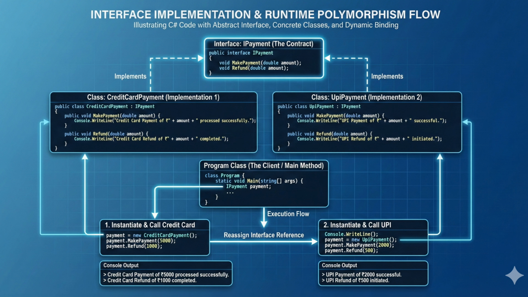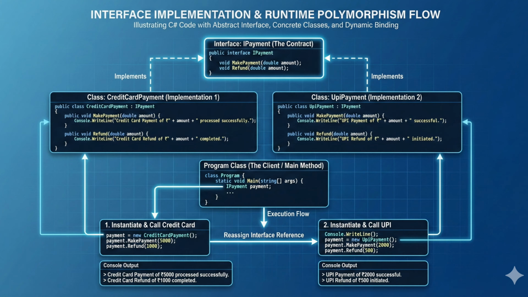Now, if we move downwards in the diagram, we can see two concrete classes: CreditCardPayment and UPIPayment. Both of these classes implement the same IPayment interface. This means they are forced to provide implementations for the make payment and refund methods. Although the method names are exactly the same, the internal logic written inside these methods is different. CreditCardPayment contains logic related to card transactions, while UPIPayment contains logic related to UPI-based transactions. This clearly demonstrates the concept of one interface having multiple implementations.